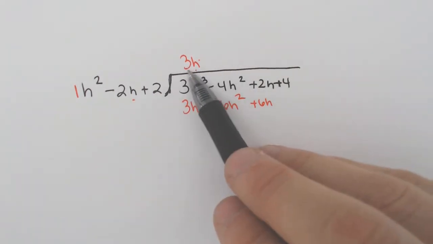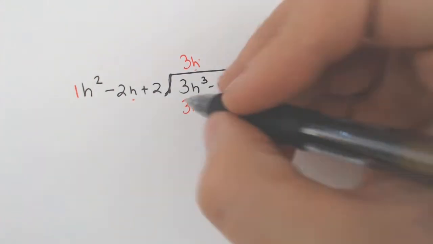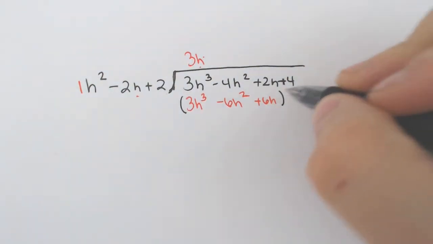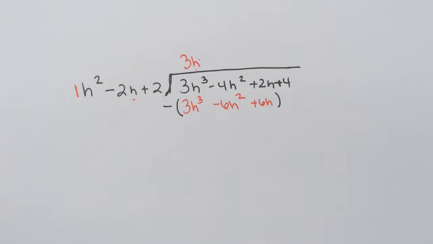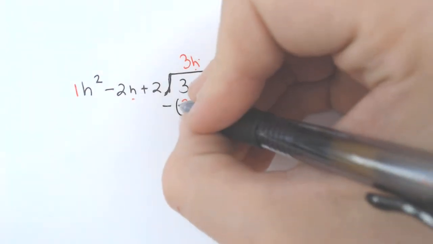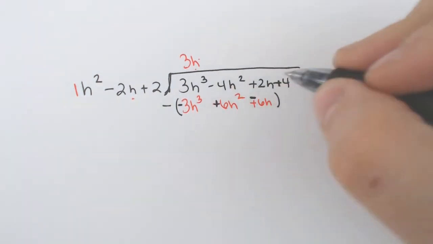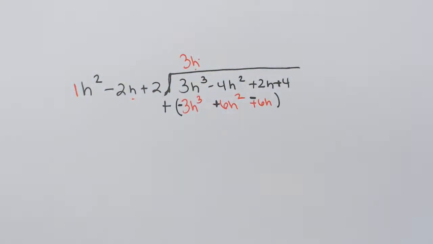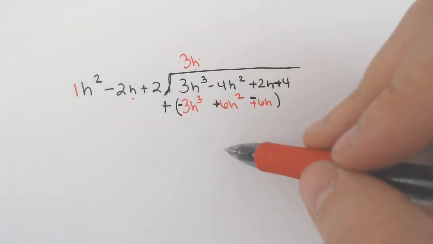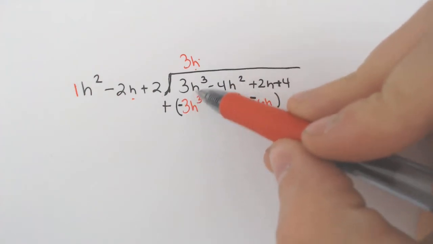After you have distributed the 3h to all three terms, then you have to distribute a negative and add straight down. So we are going to change the sign, change the sign, change the sign, add straight down, or subtract each one of these individually. I like distributing the negative and then adding straight down. The first term will always cancel.